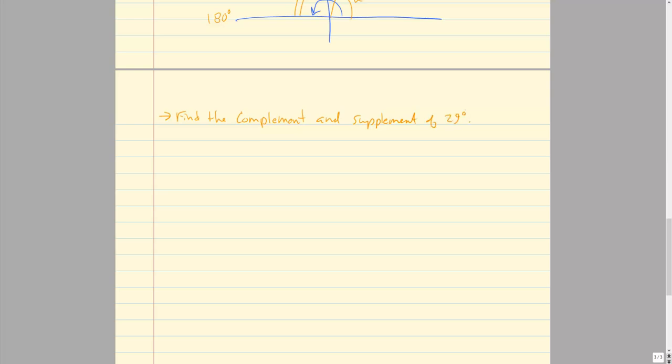So first of all, let's work with the complement. Remember, the complement has to sum to 90. A lot of times you'll see a 90 degree mark, this little corner, to indicate that that's a 90 degree angle. Well, 29 degrees would be, if this is 90 degrees, remember the complement. So the angle that we're interested in is 29 degrees.